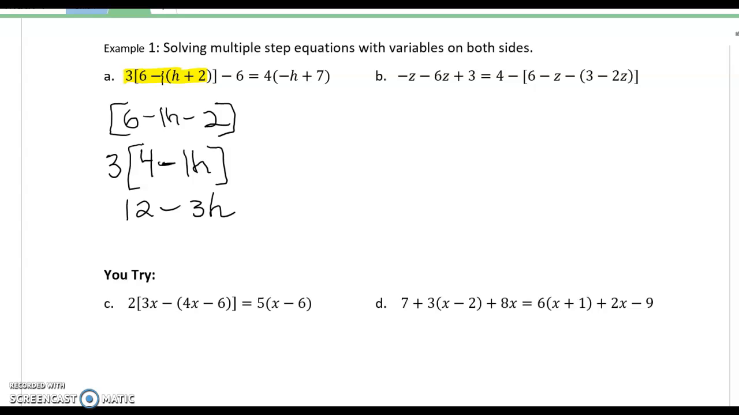Okay, so now that we've finished everything for that part of the left side, I want to go ahead and bring down that -6 that was on the left side also. I want to go ahead and simplify that. So I'm going to combine 12 and -6 to get 6. And then the -3h. All right. So now that left side is totally simplified.